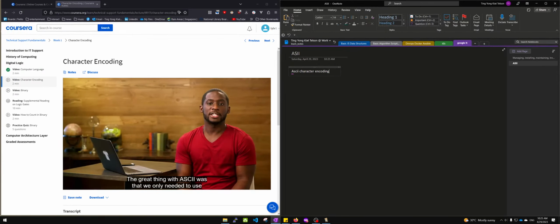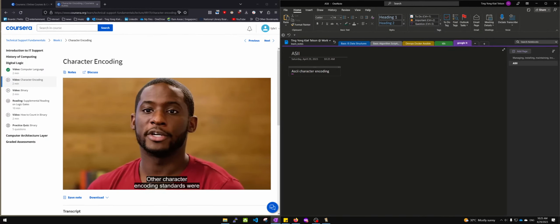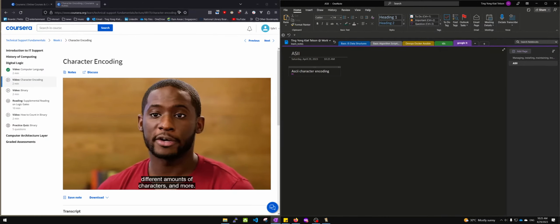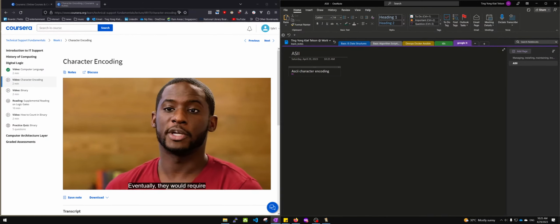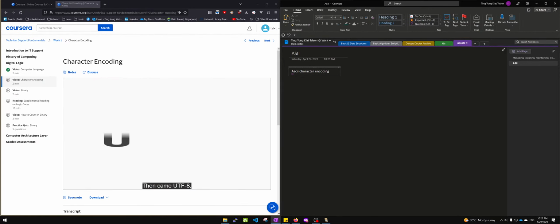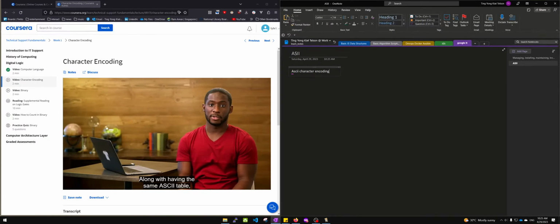The great thing with ASCII was that we only needed to use 127 values out of our possible 256. It lasted for a very long time, but eventually it wasn't enough. Other character encoding standards were created to represent different languages, different amounts of characters, and more. Eventually they would require more than the 256 values we were allowed to have. Then came UTF-8, the most prevalent encoding standard used today. Along with having the same ASCII table, it also lets us use a variable number of bytes.